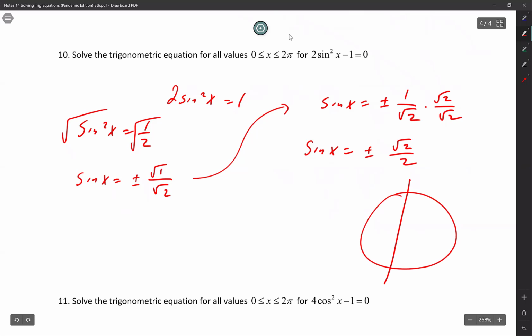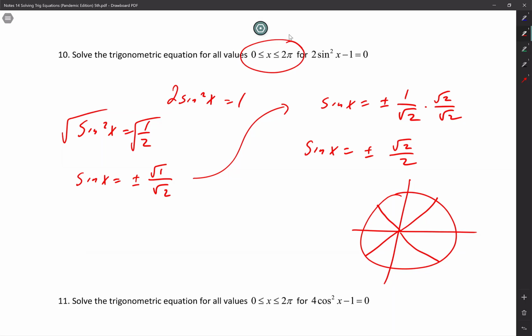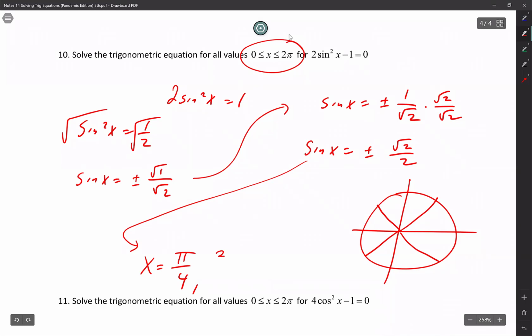Looking at the unit circle, I'm looking between 0 and 2 pi. Where does sine x equal a positive square root of 2 over 2 or a negative square root of 2 over 2? All the ones that have a denominator of 4. So x must equal pi over 4, 3 pi over 4, 5 pi over 4, 7 pi over 4.